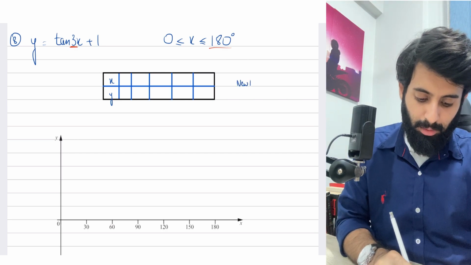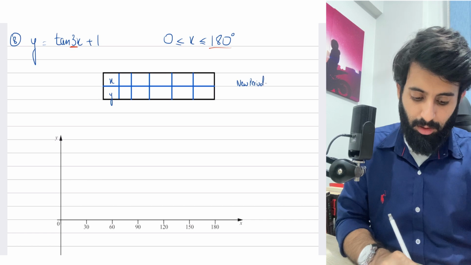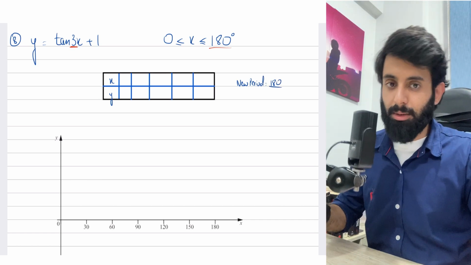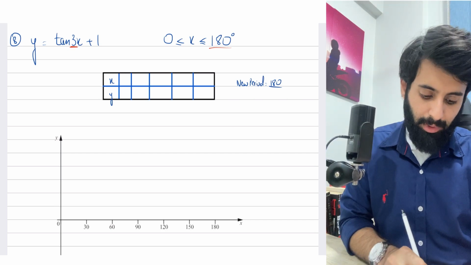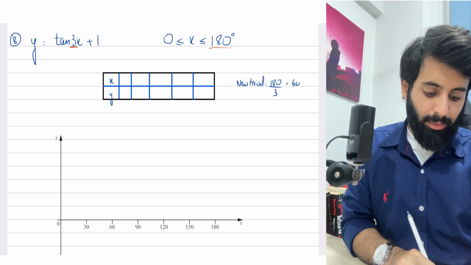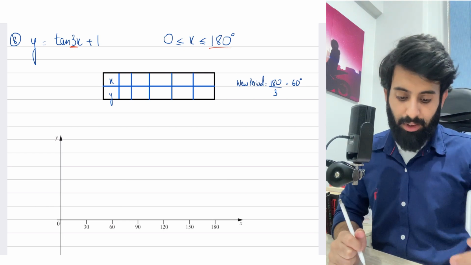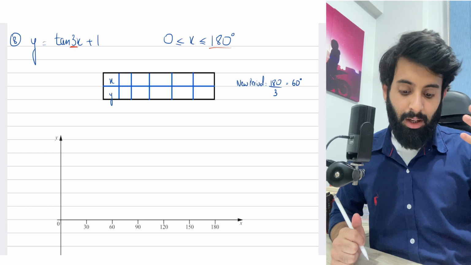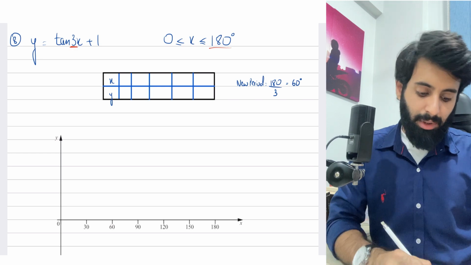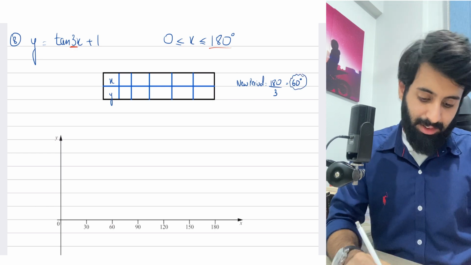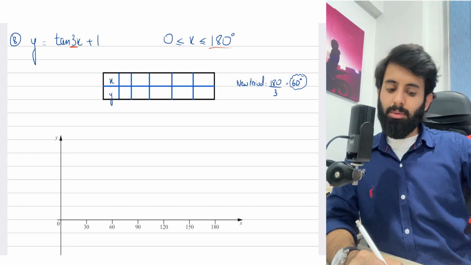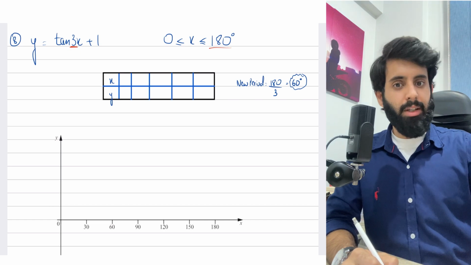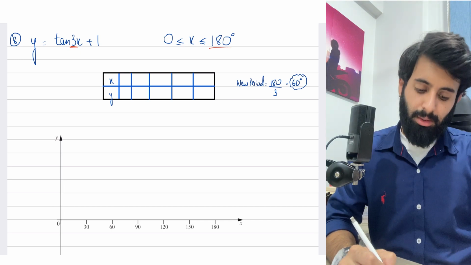So the new period is going to be 180. Why 180 this time? Because that's the natural period of tan. So 180 divided by the coefficient of x, which is 3, and 180 divided by 3 is 60 degrees. Now, one thing I want to work out right now is how many cycles I'll be making. I will be making 3 cycles. Why? Because one cycle will end at 60 degrees, and I can go till 180. So I'll be able to accommodate 3 cycles, because 60, 60, 60 makes up 180.